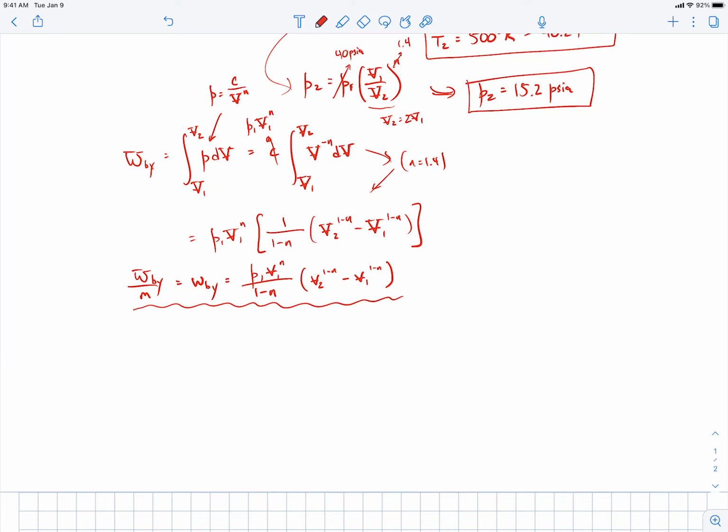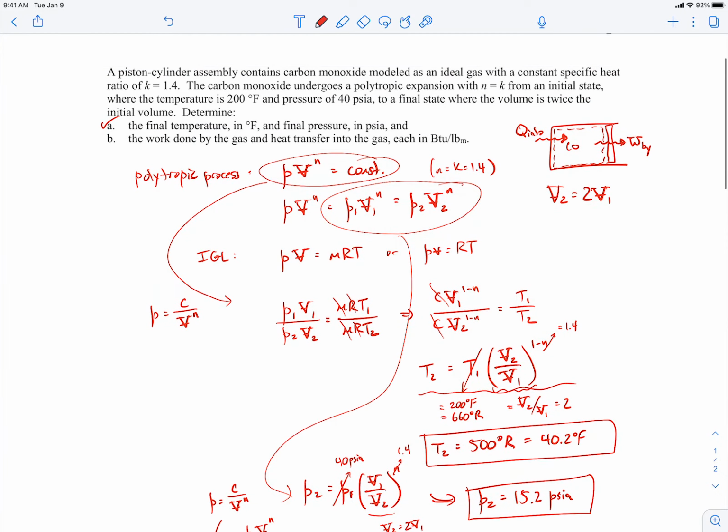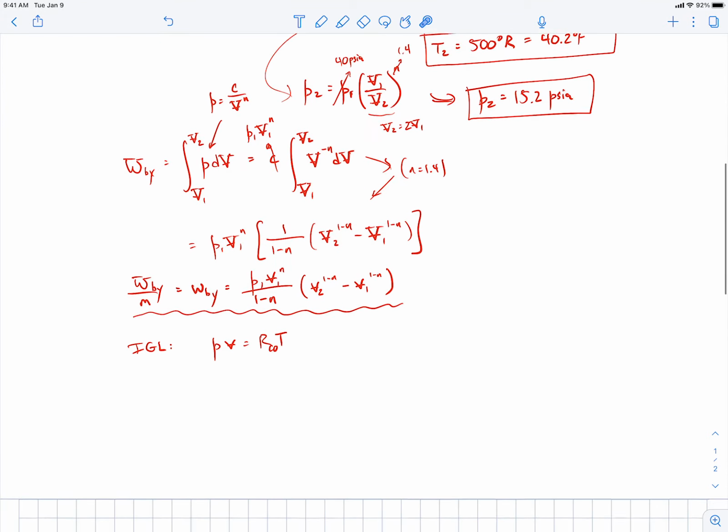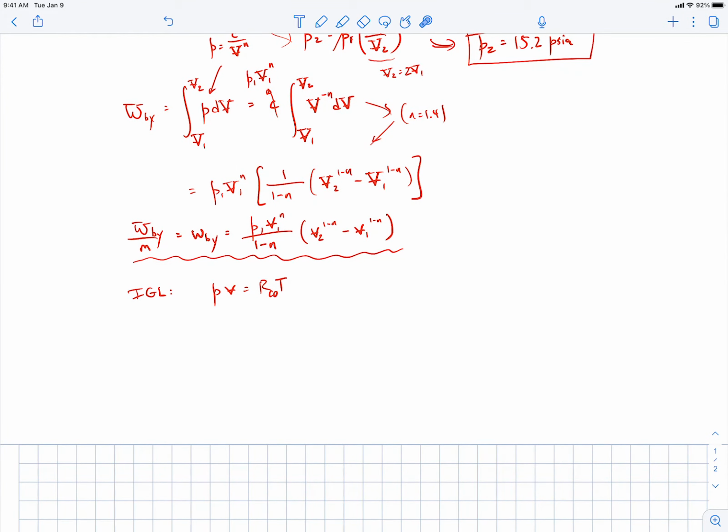Now, we don't know the specific volumes yet, but we should be able to find those from the ideal gas law. Remember, from the ideal gas law, we have P times specific volume is equal to R times the temperature. At state 1, we know the pressure and the temperature, so we should be able to find the specific volume at state 1. Just keep in mind that this gas constant R is the gas constant for carbon monoxide, our working gas here. So we need to look up or calculate what the gas constant for carbon monoxide is.